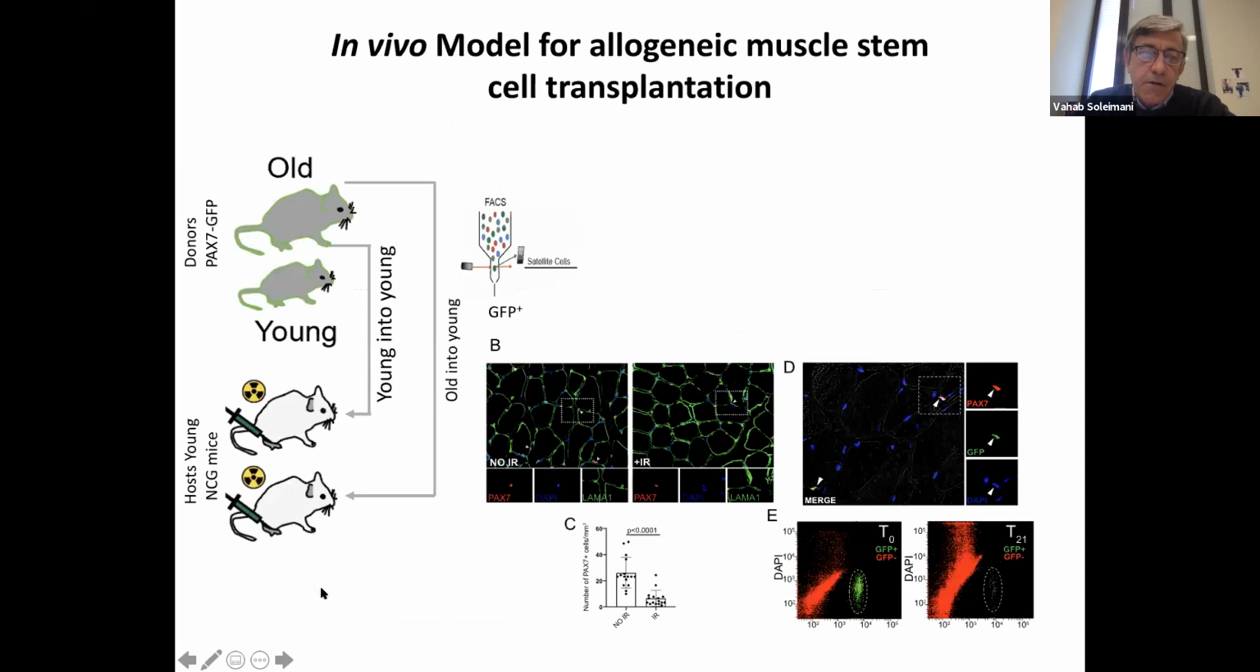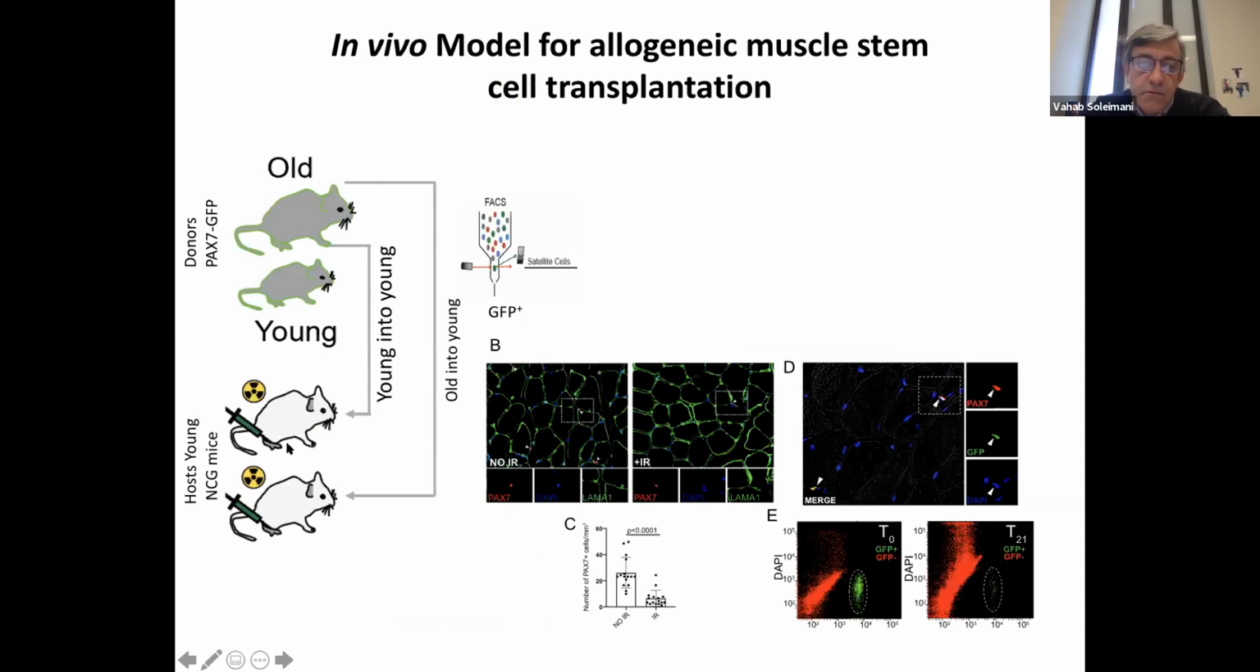Coming back to our model, here we have the old mice and the young mice, which we're transplanting old into young, and young into young. Essentially what we needed to do is to make sure that these cells are actually going into the stem cell niche, and that they are actually coming from the donor. With the GFP, we can trace them. With PEC7, we can make sure that they are stem cells.